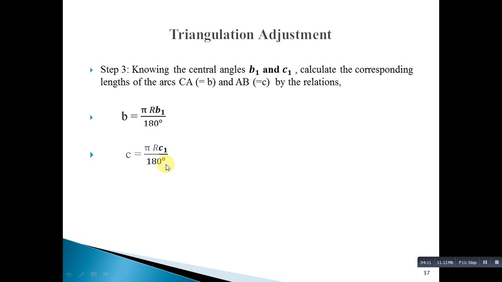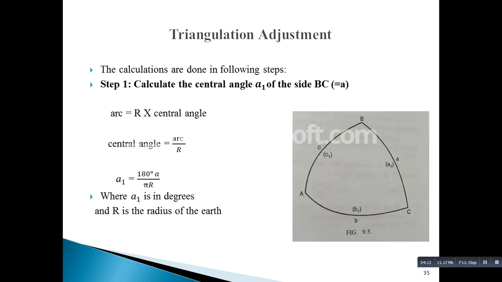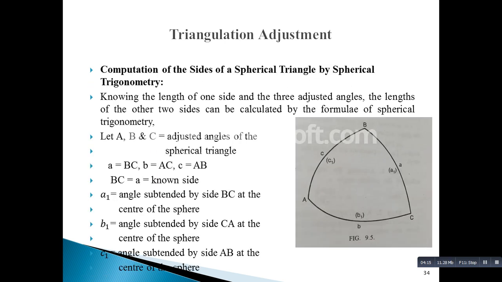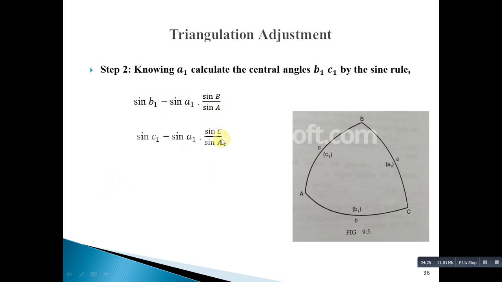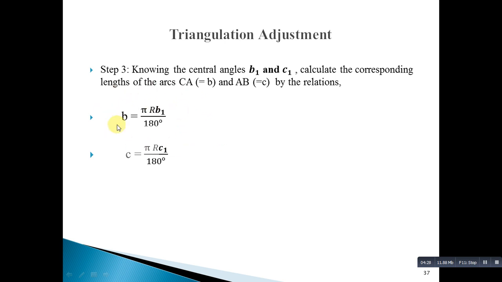So we can calculate the sides of a spherical triangle by using spherical trigonometry. In step 1 we calculate the central angle of the known side, then the other central angles, and then the two unknowns, b and c, that is AC and AB. Okay, so I will stop here. Thank you.